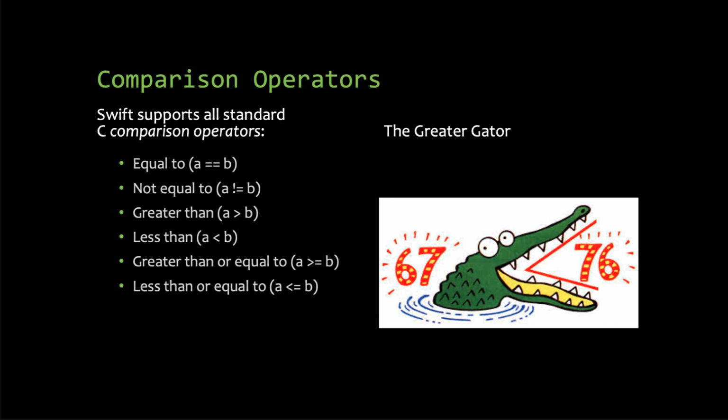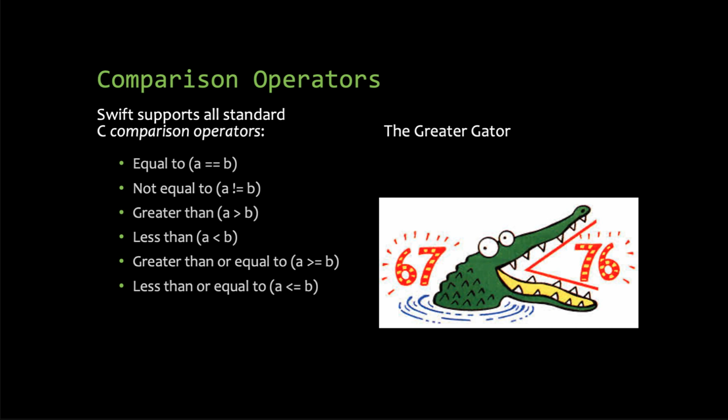Not equal to is A not equal to B using the exclamation mark. You can have the greater than is A greater than B, or is A less than B. Now, when you're dealing with the greater than and less than sign, a good way to remember it is the crocodile eats the bigger one. So you can see our greater gator is 76 greater than 67, or is 67 less than 76. Now, we always read these from left to right. So when using the 67 and the 76, this comparison operator shows is 67 less than 76.